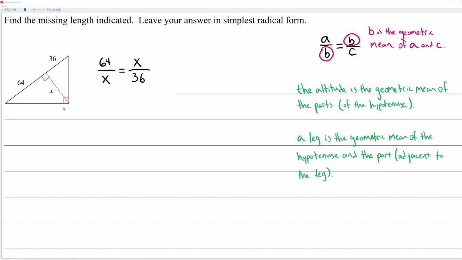So once again, all we're really doing is interpreting this first sentence. The altitude is the geometric mean. So the altitude is in two places. It's the geometric mean of the two parts. So the two parts are in the other two places of the proportion equation. And now you're done. You just solve it. So let's do another example.